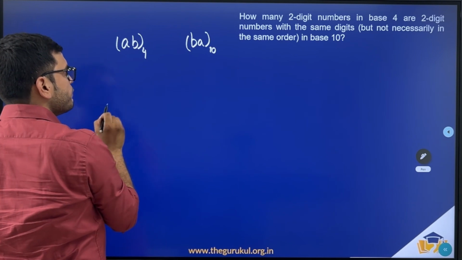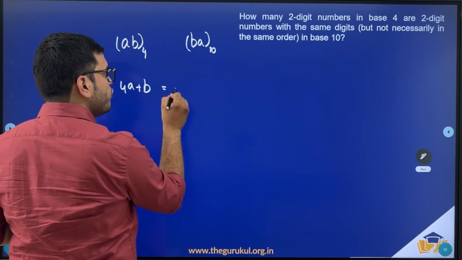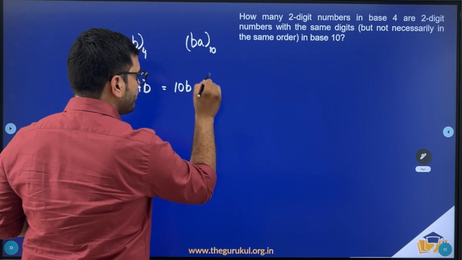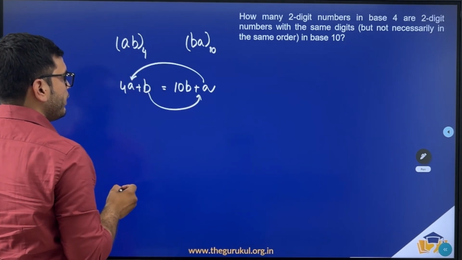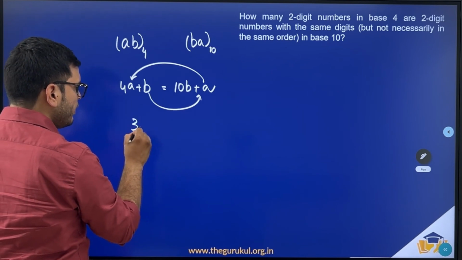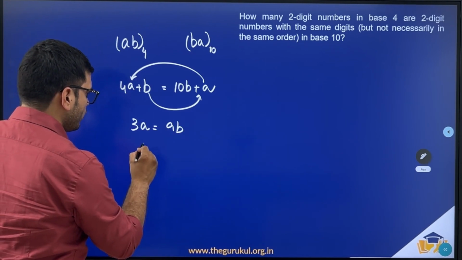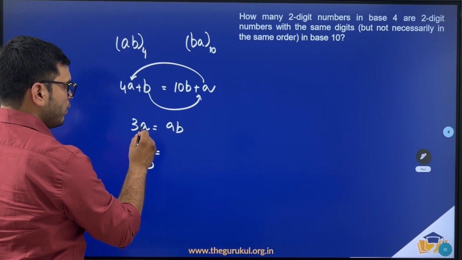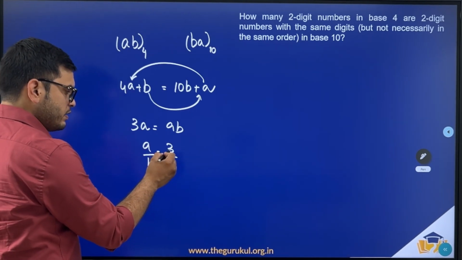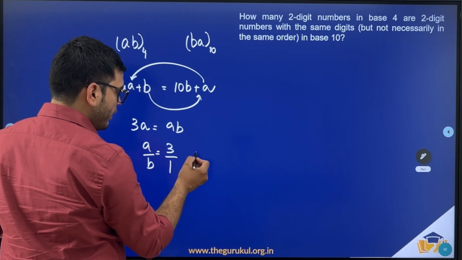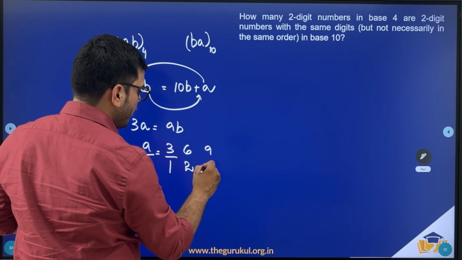So AB in base 4 will be the same as 4A plus B in base 10, which is equal to 10B plus A. Then what do we have? Bringing A to the left hand side and B to the right hand side, so 3A is equal to 10B minus B, 9B, or A by B is equal to 3 by 1. So what do we have? If the value of A is 3, the value of B is 1. If the value of A is, let's say, 6, the value of B is 2. If the value of A is 9, the value of B is 3.